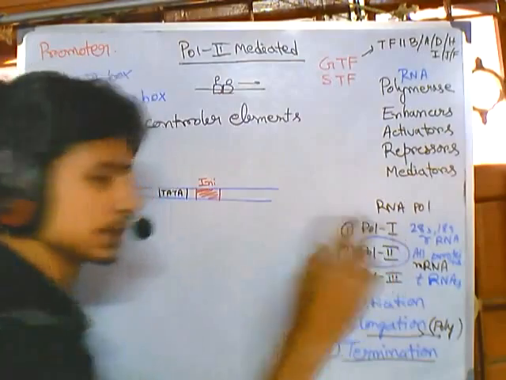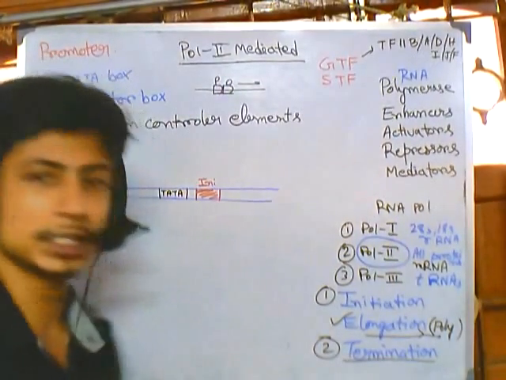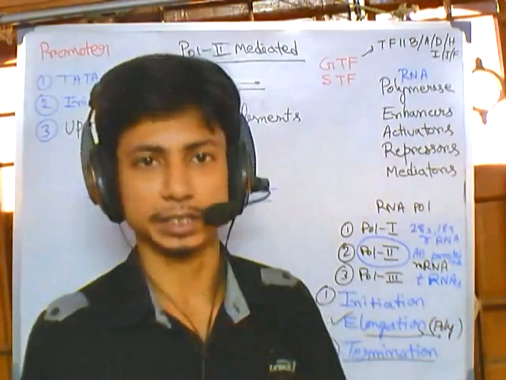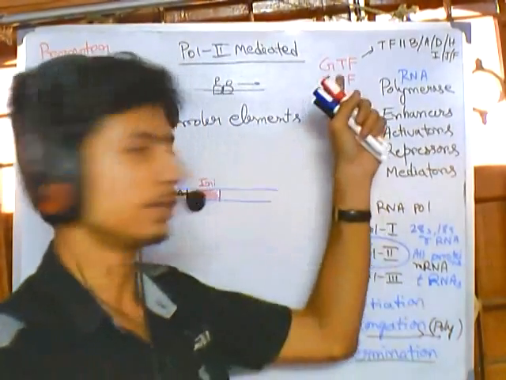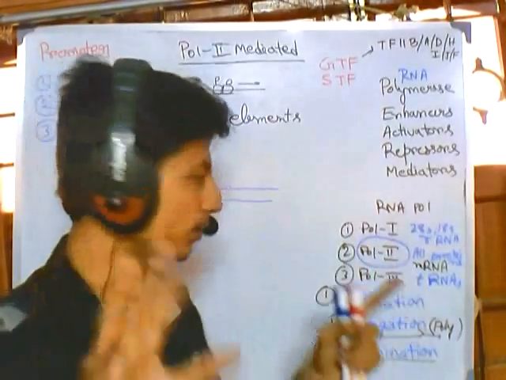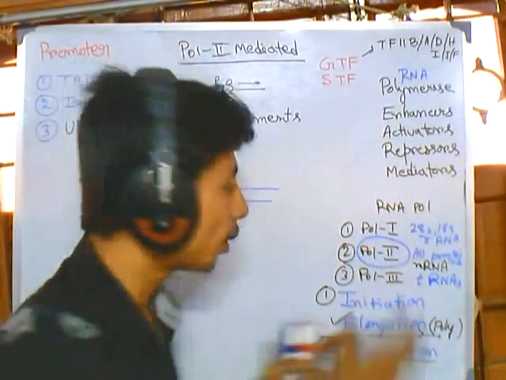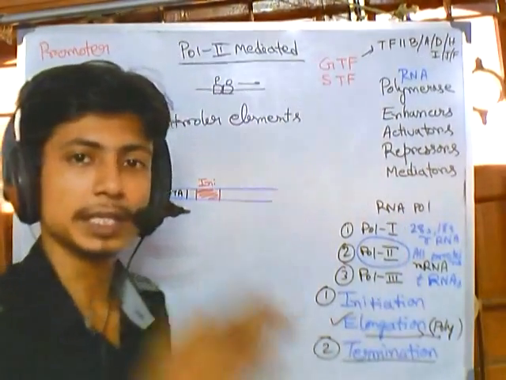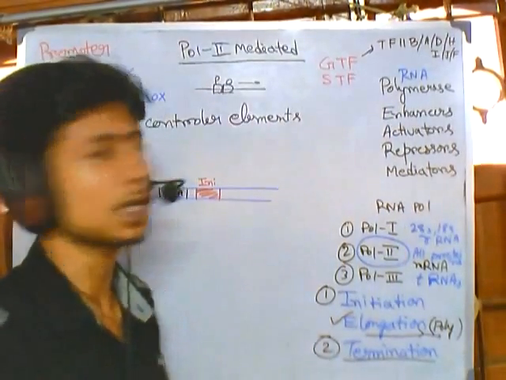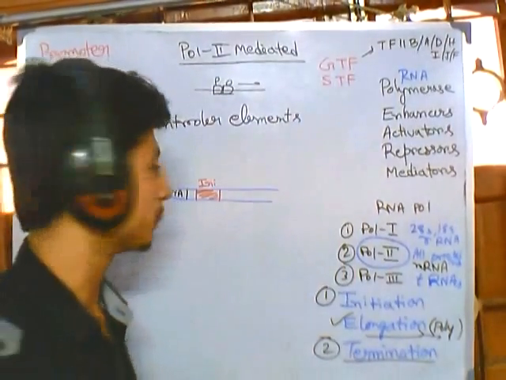Now RNA polymerase is the most important player of all. Before initiation, in any kind of initiation, we need proper interaction of the polymerase with the DNA sequence, the DNA promoter region. And for this proper interaction of polymerase with the DNA sequence, we need the presence of transcription factors, the GTFs, or generalized transcription factors.